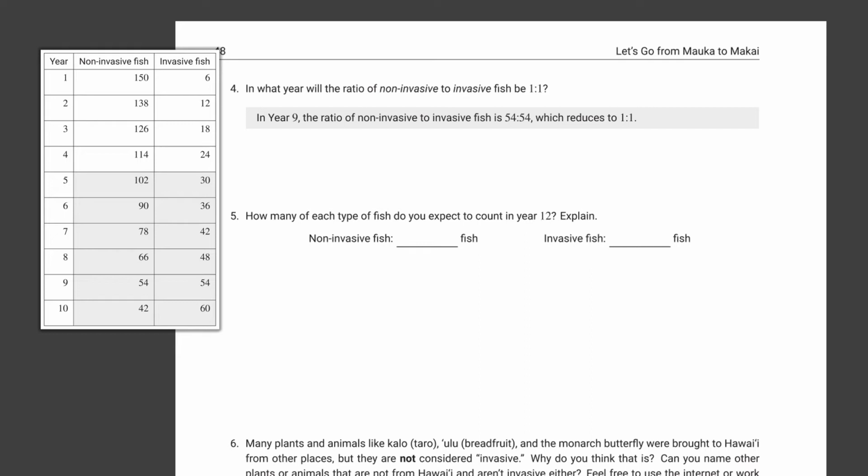As we can see, our table only goes up to year 10. However, we know that every year, the number of non-invasive fish decreases by 12, and the number of invasive fish increases by 6. So pause this video and use this information to predict the number of non-invasive and invasive fish that would be present in year 12.